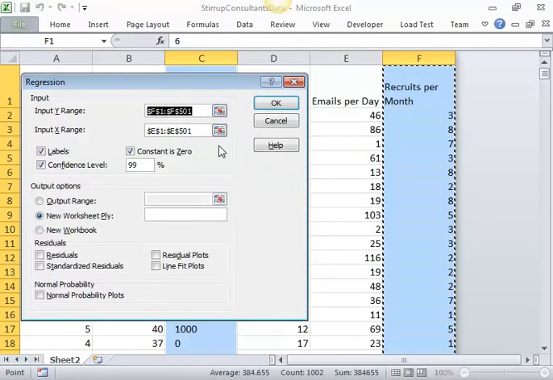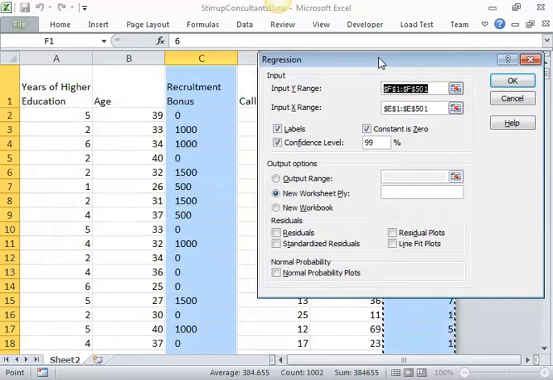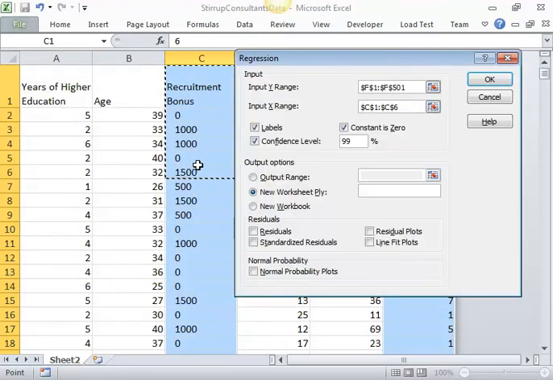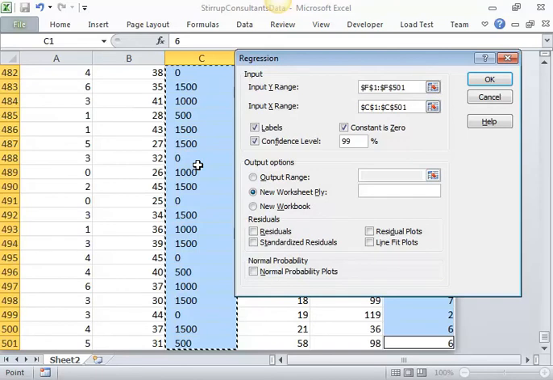Now, your Y range is your dependent variable. That is the thing you don't know yet. And so what we're trying to figure out is how to make people better recruiters. We don't know how much they're going to recruit per month, so that's our Y. Our X is the recruitment bonus because we know how much we're going to pay them as a bonus. That's our choice.